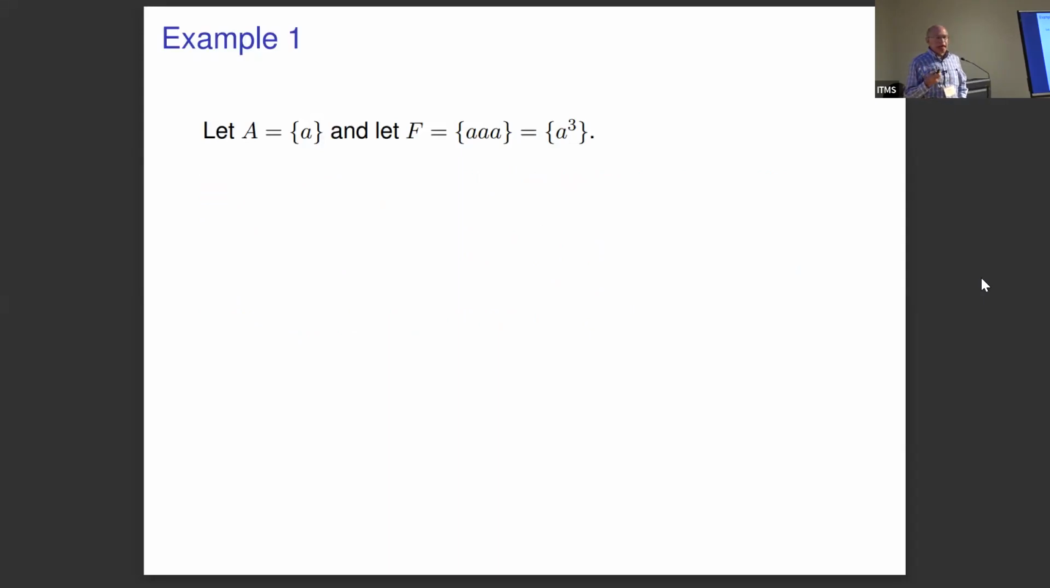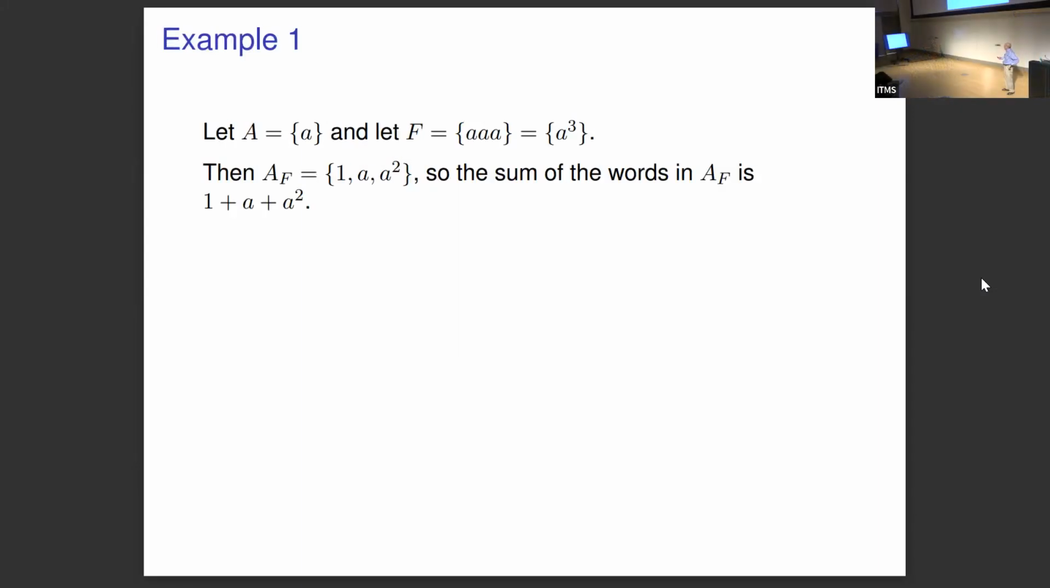This example may look fairly trivial, so it's not so interesting in itself, but it's a good example that shows you what's going on. My alphabet will just be the single letter A. I'll have a single forbidden word, A cubed, AAA. So it's very easy to write down the sum of all of the words with no forbidden subwords. There are only 3 of these words: 1, a, and a squared. So we add them up, we get 1 plus a plus a squared.